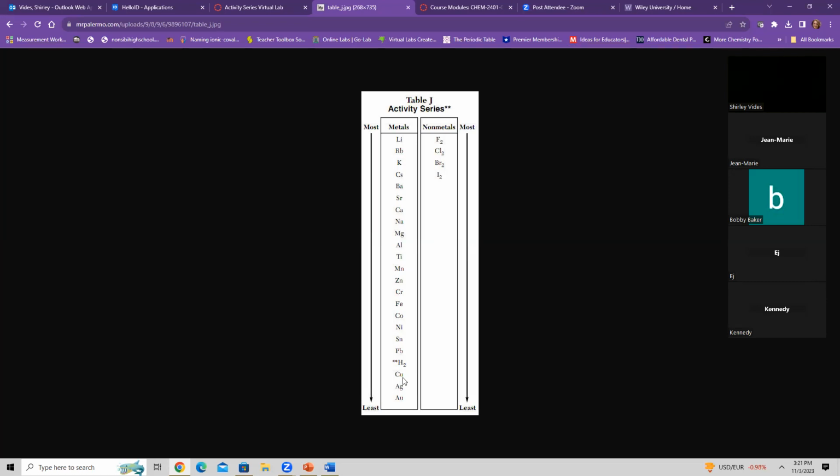Okay. And then same thing with the non-metals. You notice that fluorine is the top, and then anything below fluorine can be replaced by fluorine, obviously, but nothing above iodine can be replaced by iodine, for example. Okay. Make sense? Okay. It does. Thank you so much.